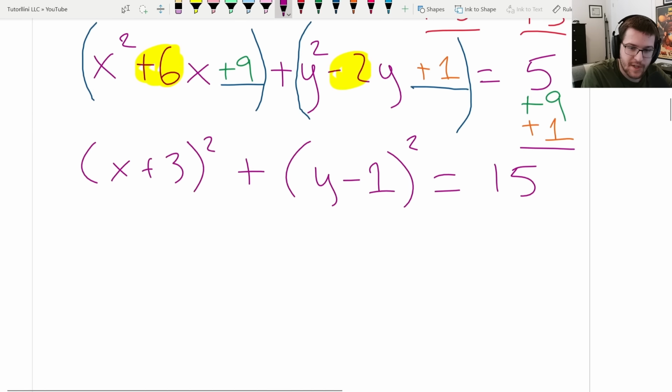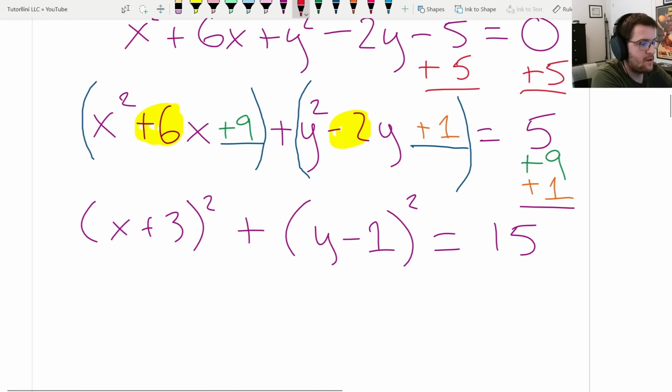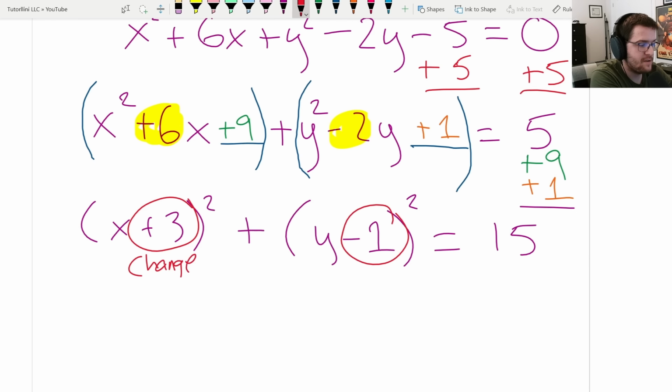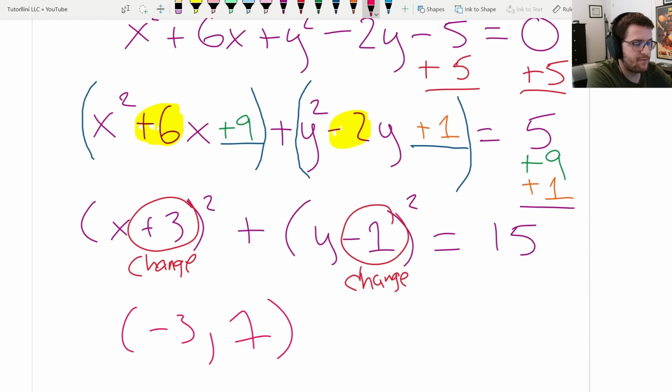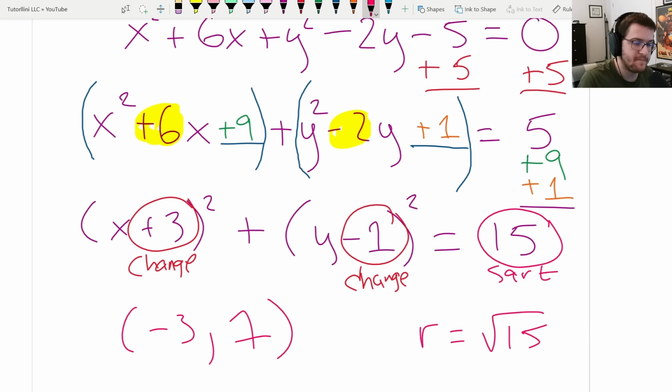So we're going to quickly find the center and the radius. So the center, we circle these numbers and change the sign because there's minuses in front of them in the equation. So the center is -3, 1. And the radius, remember guys, that number on the right side is r squared. So you have to take the square root.